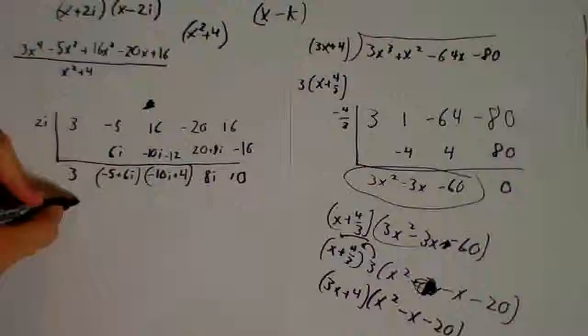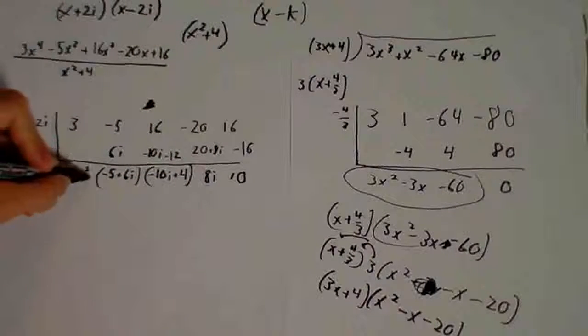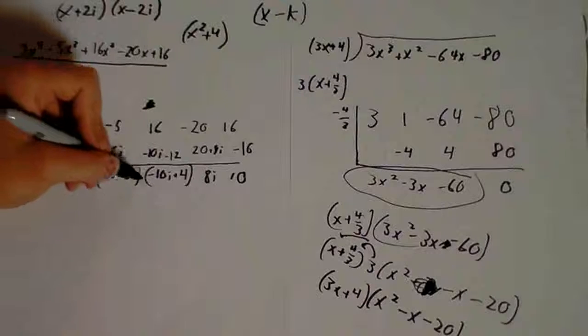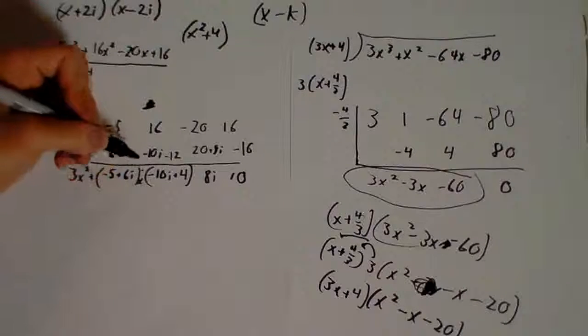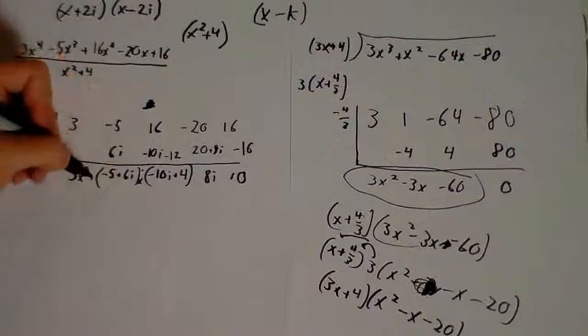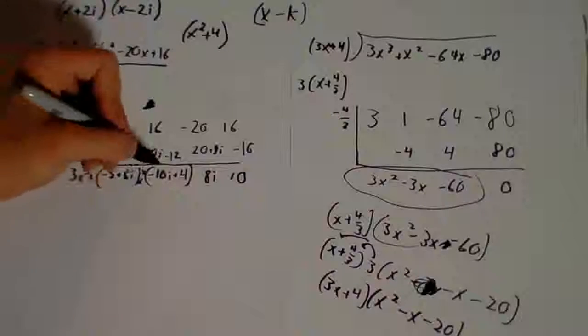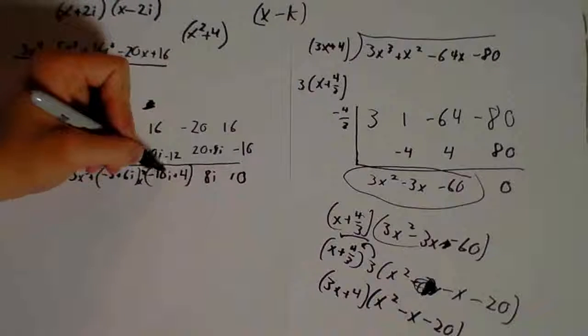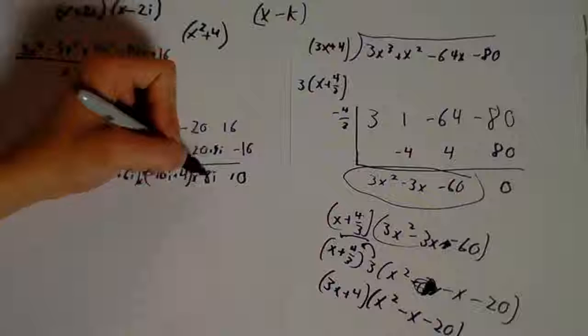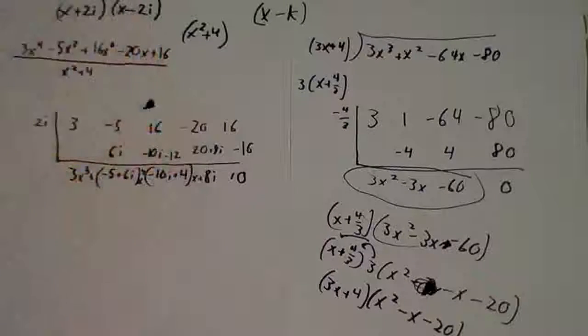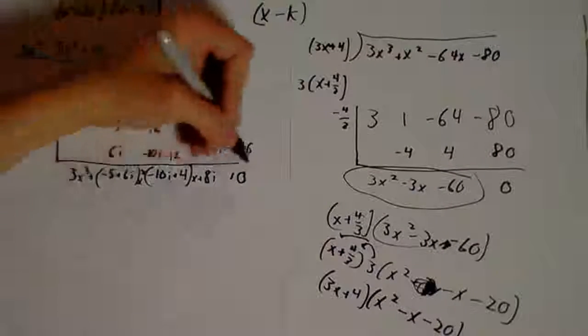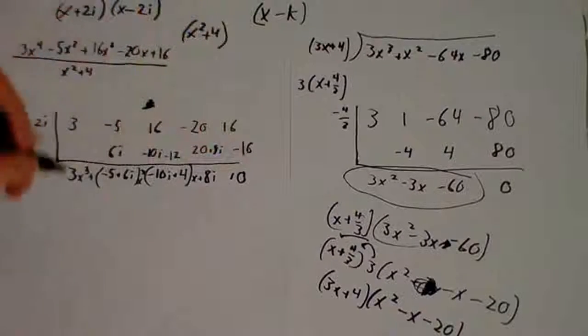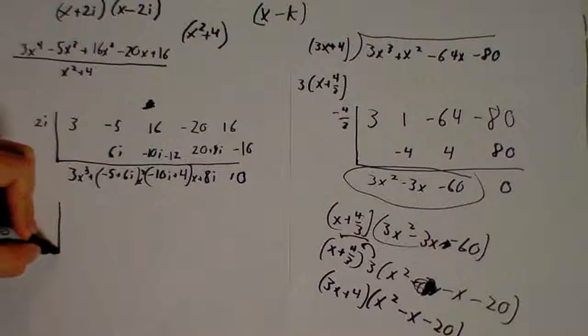And our new polynomial is 3x cubed plus negative 5 plus 6i x squared plus negative 10i plus 4 x plus 8i. So it's a pretty complicated polynomial, but we're halfway there. Now we can divide this polynomial by x plus 2i using synthetic division.